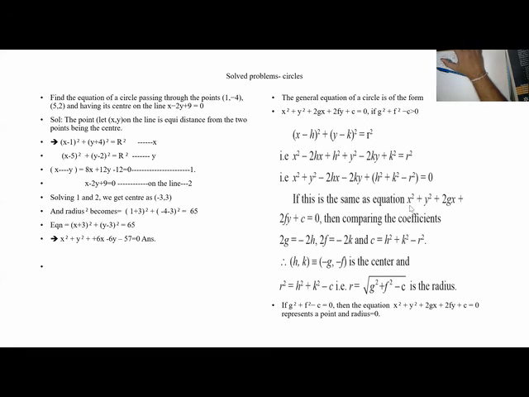If you arrange this equation, we know (h, k) is the center. So if we compare this with the general equation, x square plus y square plus 2gx plus 2fy plus c is equal to 0, what will we get here? So 2g is equal to minus 2h. That means g is equal to minus h. Similarly, 2f is minus 2k. So f is equal to minus k.